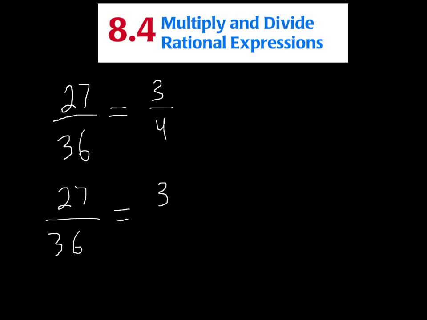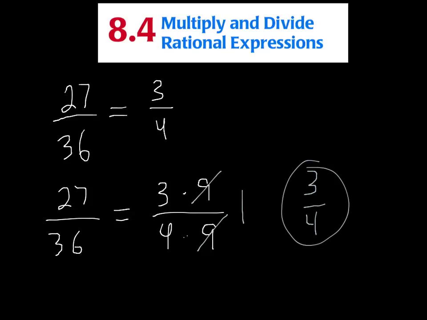27 is 3 times 9, and 36 is 4 times 9. Since our factors are connected by multiplication on top and bottom, it's okay to say that 9 divided by 9 reduces to 1. And what we're left with is 3/4 times 1, or just 3/4.